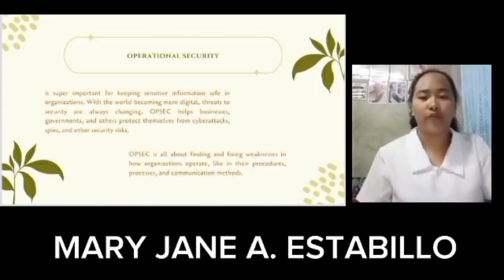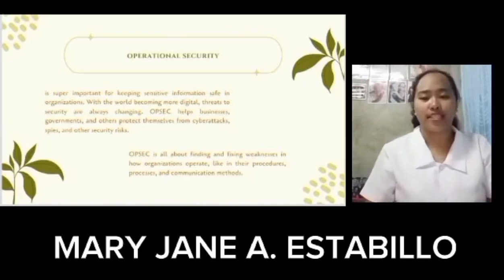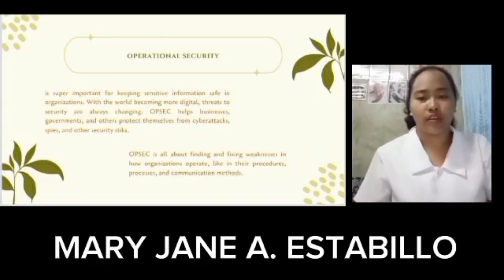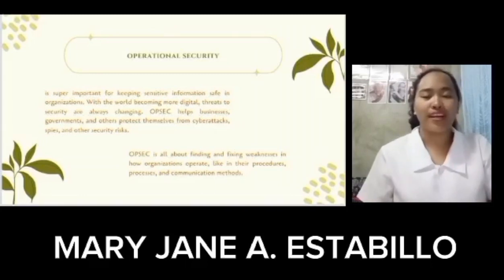OPSEC is all about finding and fixing weaknesses in how organizations operate, like in their procedures, processes, and communications methods. By doing this, organizations can prevent unauthorized access to important information and keep their operations running smoothly.